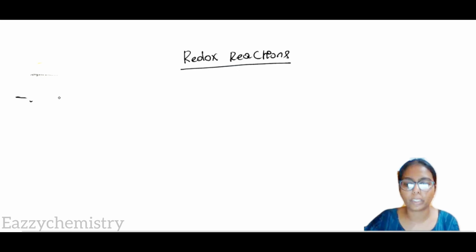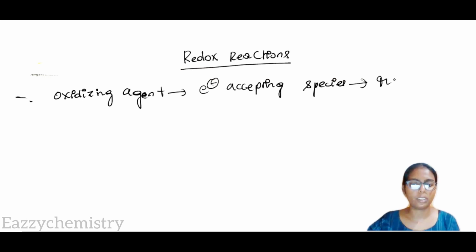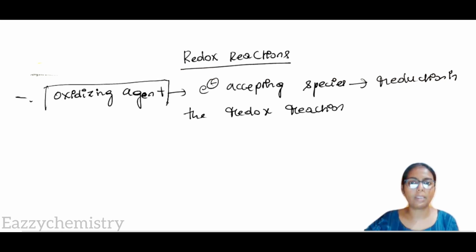Next, look at the concept of the oxidizing agent and the reducing agent. First, let's look at what an oxidizing agent means. An oxidizing agent is defined as an electron accepting species which tends to undergo reduction in the redox reaction. So the oxidizing agent itself undergoes reduction.